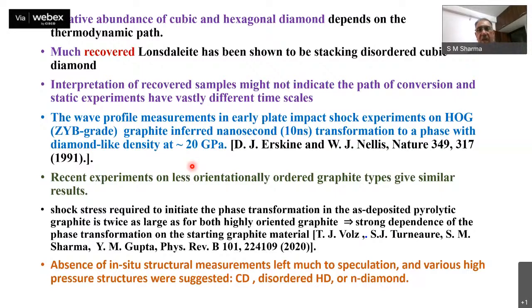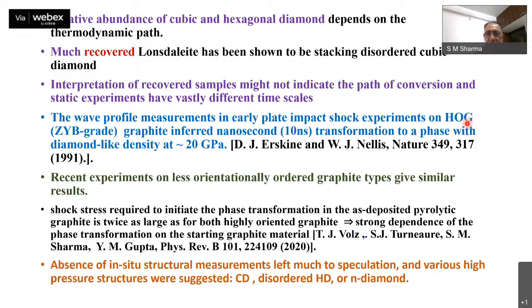So the wave profile measurements and plate impact experiments were done somewhere in the 90s. In fact, two celebrated experiments which attracted a lot of attention were, one with a highly oriented graphite, the ZYB grade, which I mentioned has a misorientation of a fraction of a degree, 0.5 or less. The experiment done with this showed that somewhere around 20 GPa, and within 10 nanoseconds, this transformed to a high density phase.